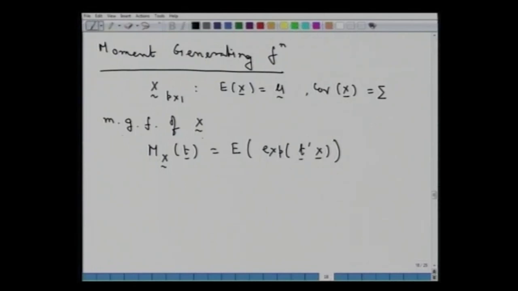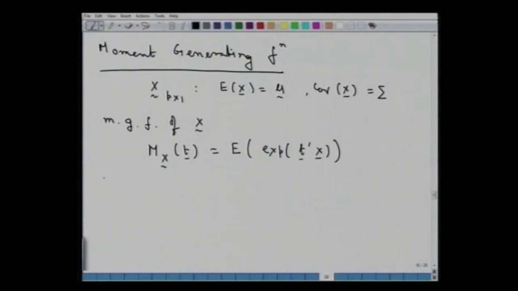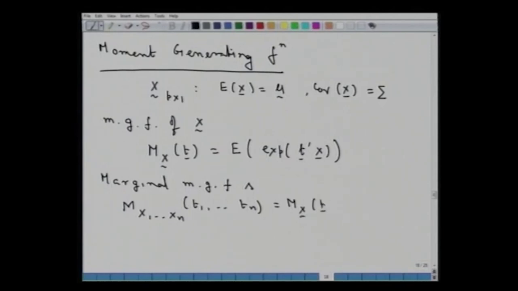Now, the moment generating function of this random vector x would also lead us to the marginal moment generating functions of the components of x in the following way. Say we are looking at the moment generating function M x of t, at these points t 1, t 2, up to t p.